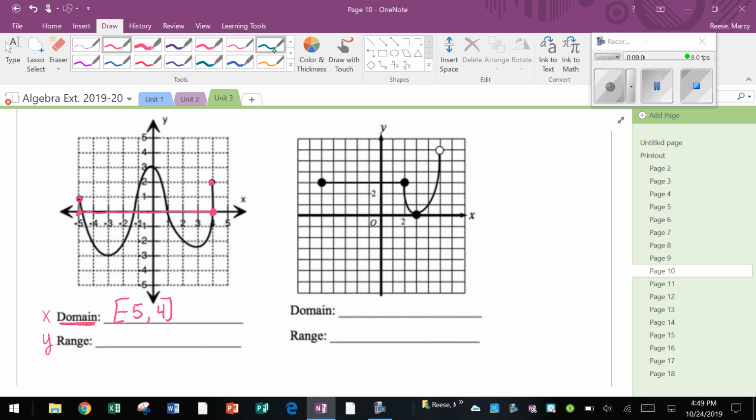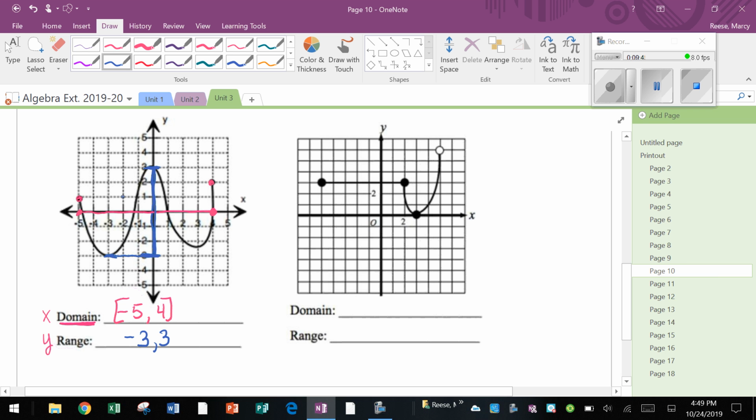All right, so you're going to do the same thing for range. Except this one's just a little bit different because instead of on the x-axis, you're looking on the y. So you're looking from lowest to the highest. The lowest point that this graph goes is right here. So I'm going to come here, and that means it's at -3. And then it goes up and up and up. And the highest point it goes to is 3. So it goes from -3 to 3. And that is the highest point.